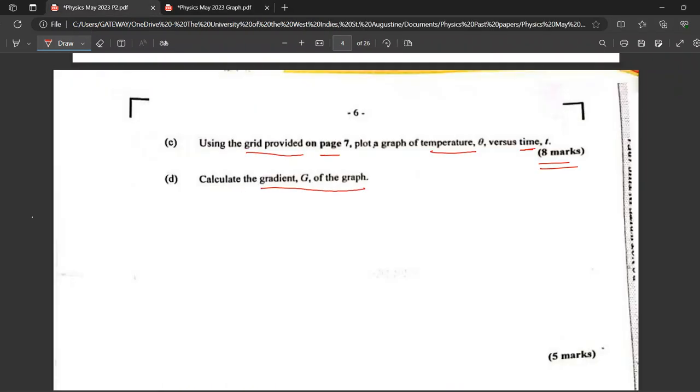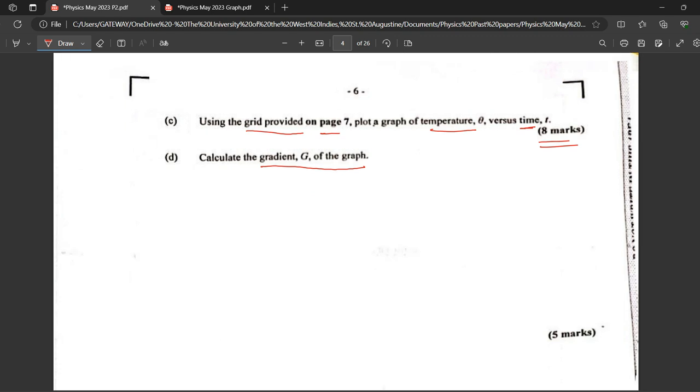Now they say determine the gradient g of the graph. So you need to know the formula for the gradient of a straight line. You'll be doing this in maths and physics and probably chemistry and biology and those kinds of things too.